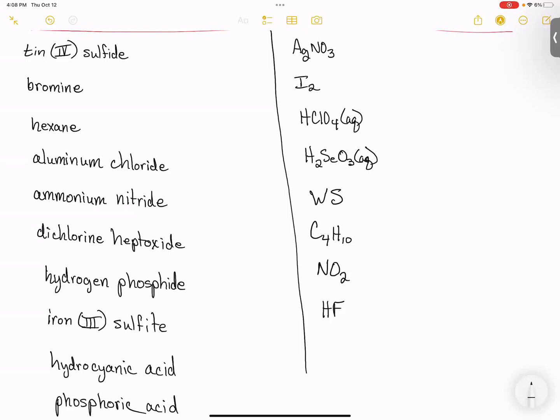Bromine, we're just talking about the element with Br, but in nature it's always found as a diatomic, and it's different than bromide, which uses charge.